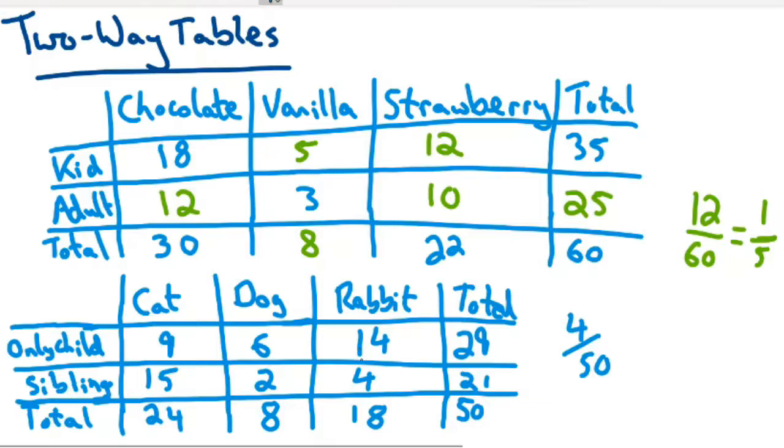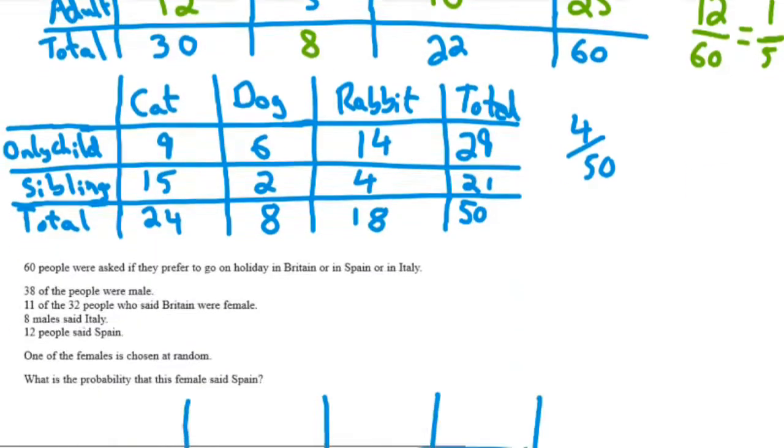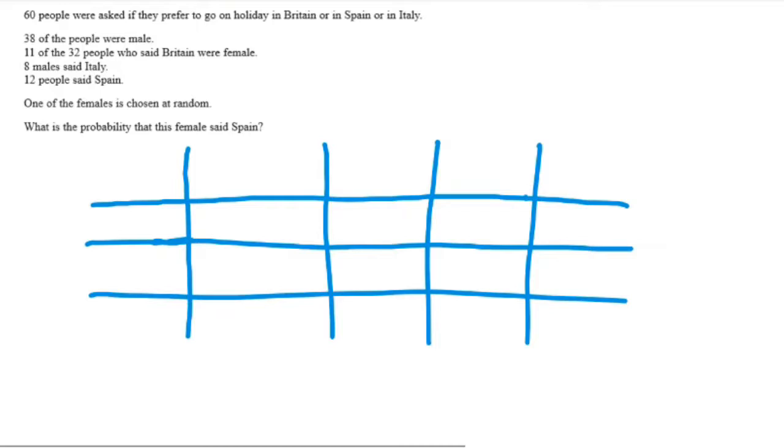Or given that they have a rabbit, what's the probability to have siblings? That'd be 4 out of 18. Okay, that's just another thing, just a little bit of wording you want to look out for in these kinds of questions. If we're happy with that though, let's move on to an actual paper question.